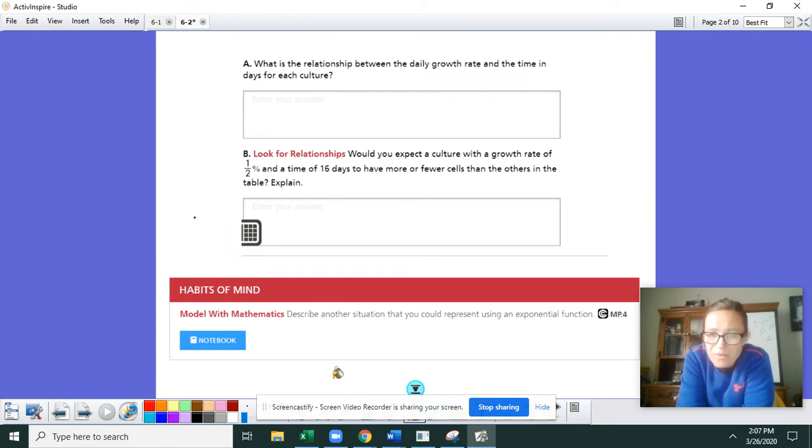So another situation that we could represent using an exponential function, you've worked a lot with bacteria in the past. You have worked with germs. You have maybe talked about telling a secret and how it spreads like wildfire. When something goes wild on YouTube, viral they call it, of course, COVID-19. And so we have a lot of situations in life that are exponential. Investing is another exponential situation, and so we're going to lead up to some exponential functions for investments.